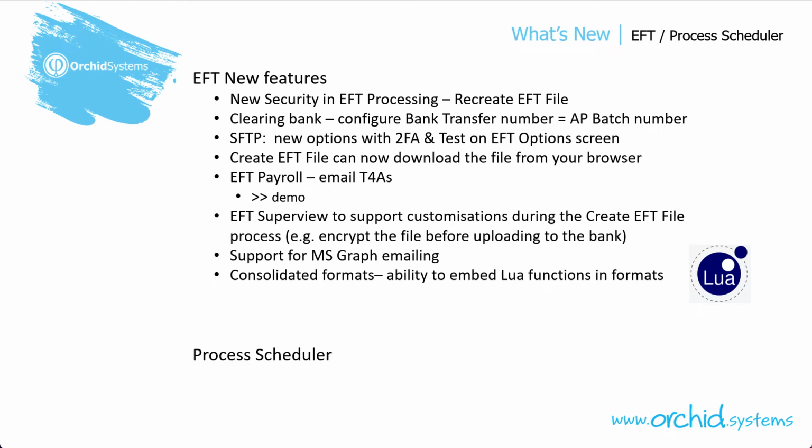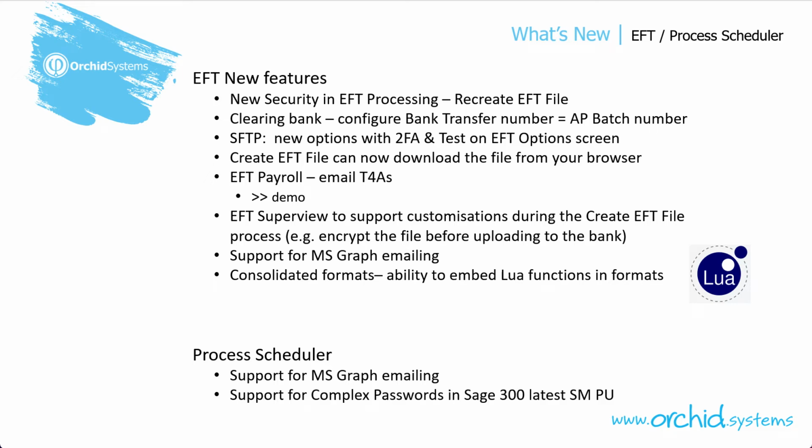For Process Scheduler, we have included support for MS Graph emailing. So in the process scheduler options, you'll be able to select MS Graph instead of SMTP. And we have included support for complex passwords in Sage 300. That was delivered as part of the latest System Manager PU earlier this year. So we no longer validate the password is uppercase, and we allow the entry of upper and lowercase and special characters in the password to match Sage's current rules.